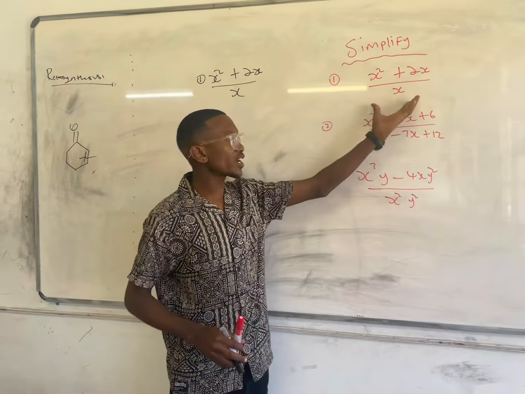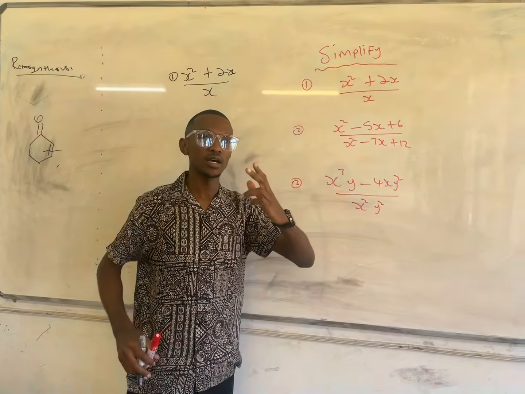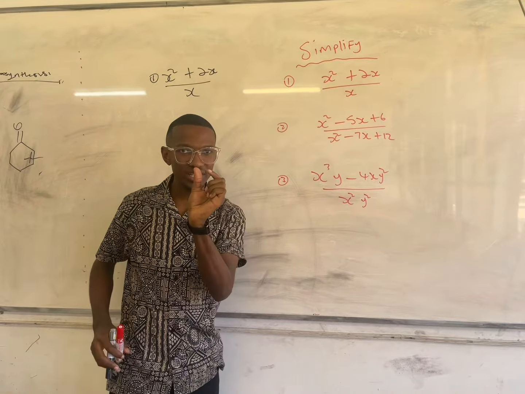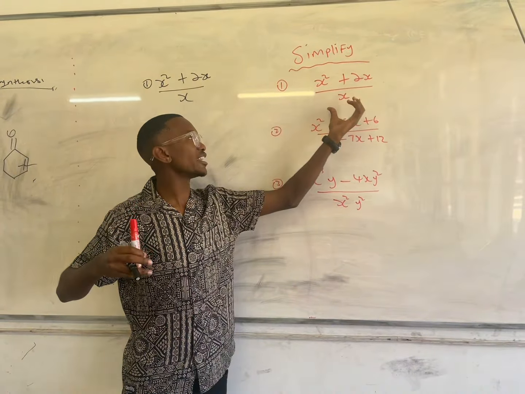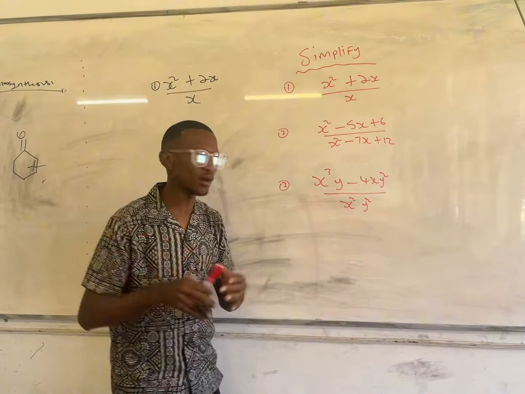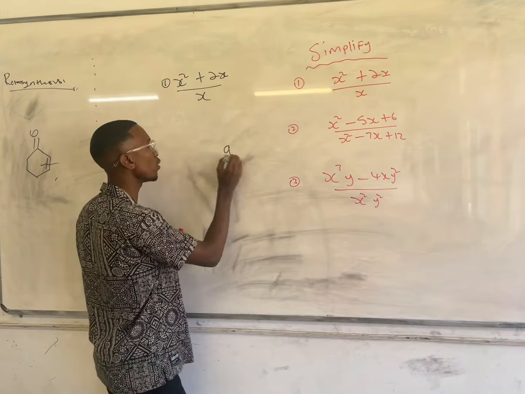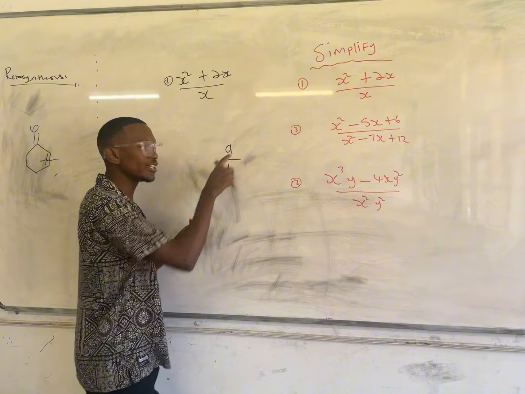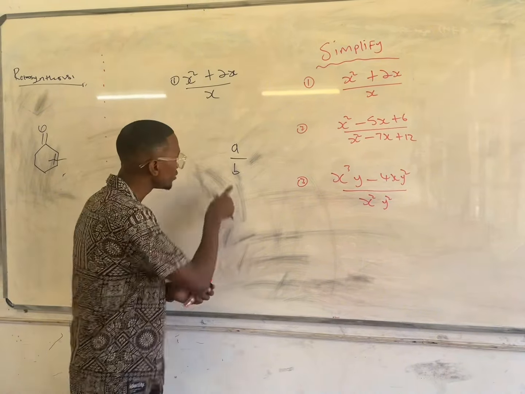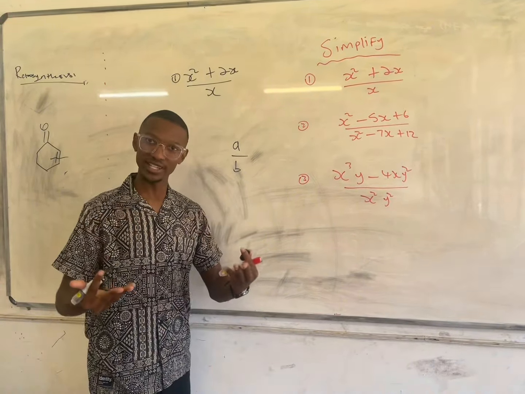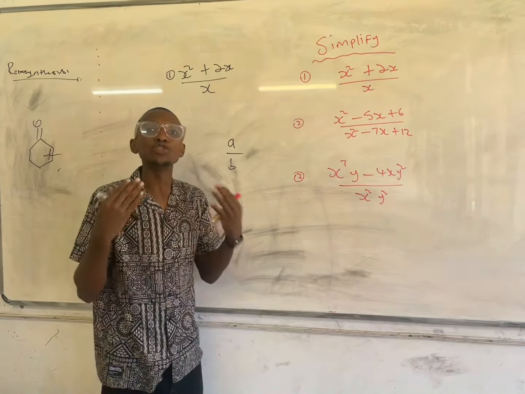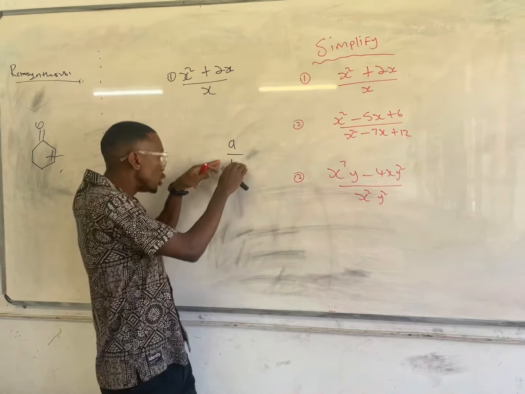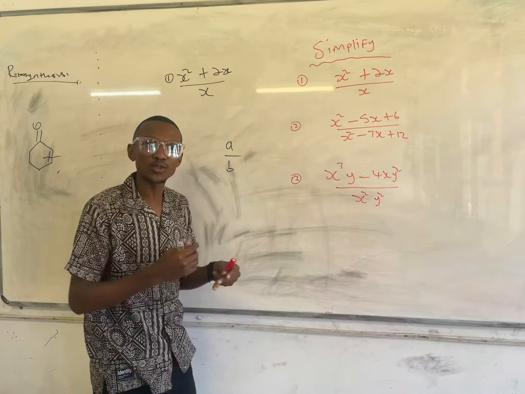As long as the fraction has one denominator, and that denominator is being shared by different numerators. What am I talking about? Remember, a fraction is given by a over b, where a is called the numerator and b is called the denominator. Anything that is above the division line is called the numerator. Anything that is below the division line is called the denominator.